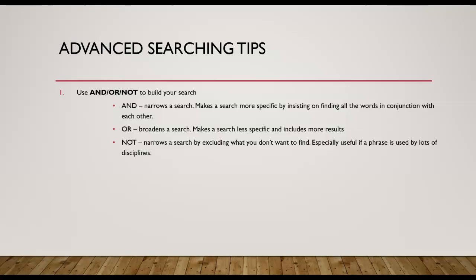And will be much more specific, and it'll bring up two words that are used together. Or will broaden out a search. So if I was looking for something to do with young people, I might say teenagers or youth or young adult. And this is where your synonyms will come in handy as well. Not will narrow a search by excluding something from the search. I'm searching for special education in Ireland, not Northern Ireland. I don't want anything to do with Northern Ireland. You can use phrase searching as well, and enclose your search in either inverted commas or brackets.